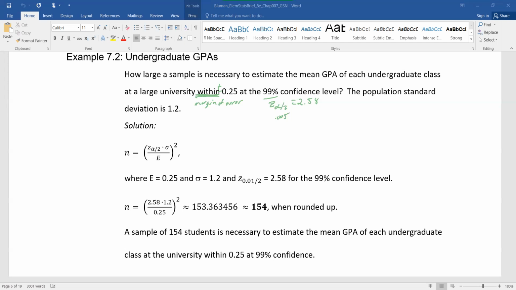And it doesn't matter if it's positive or negative. I just like to stick with positives so I don't lose anything. And then, of course, it gives us the standard deviation. So now that we have all of our information, we can just plug it in. And you can see that they did that.